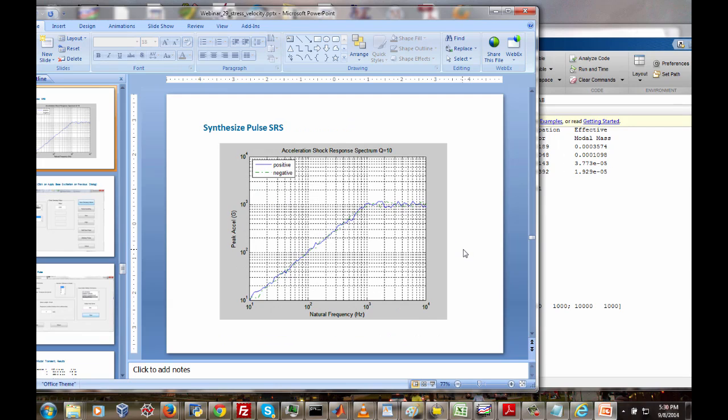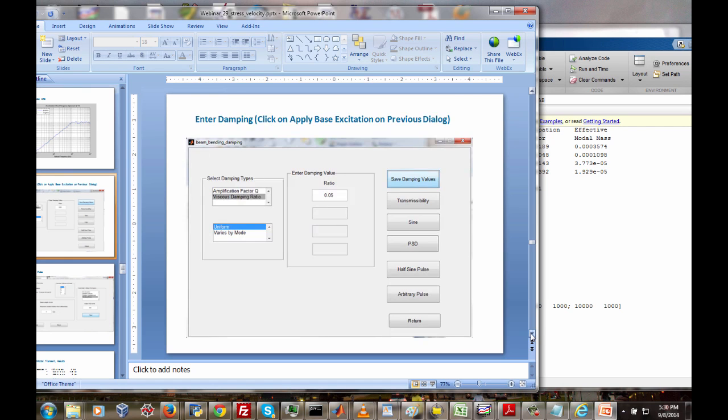So if we actually take an SRS of our synthesized time history, the title is Acceleration Shock Response Spectrum, Q is equal to 10. The y-axis is peak acceleration, G. The x-axis is natural frequency in hertz. So I'm not showing the nominal here, but the nominal spec does begin at 10 hertz, 10 Gs, and then goes up to 1,000 hertz, 1,000 Gs. So this would be that 6 dB per octave ramp, and then the plateau is at 1,000 Gs. So we're good to go with that transient pulse.